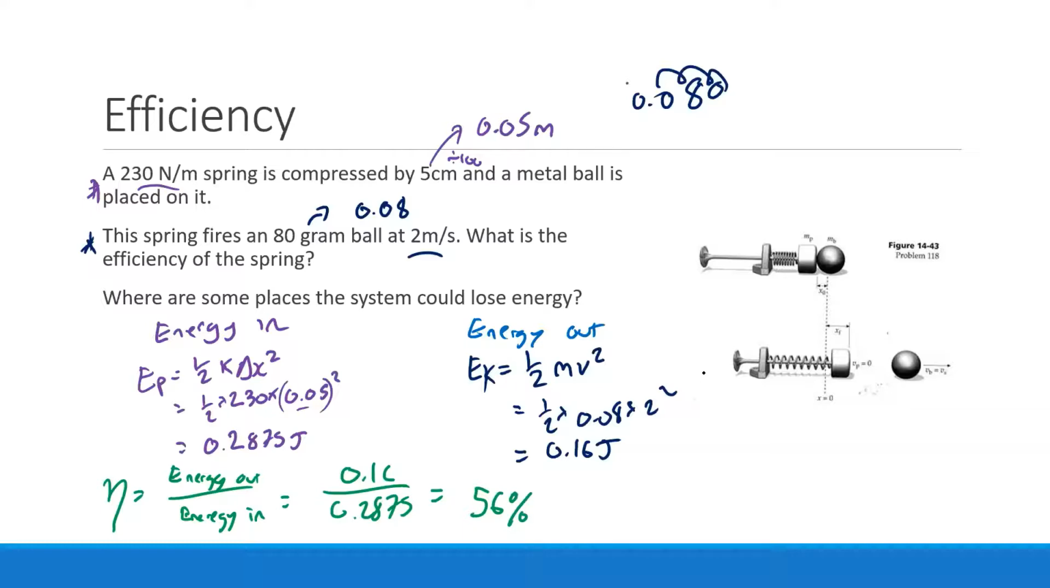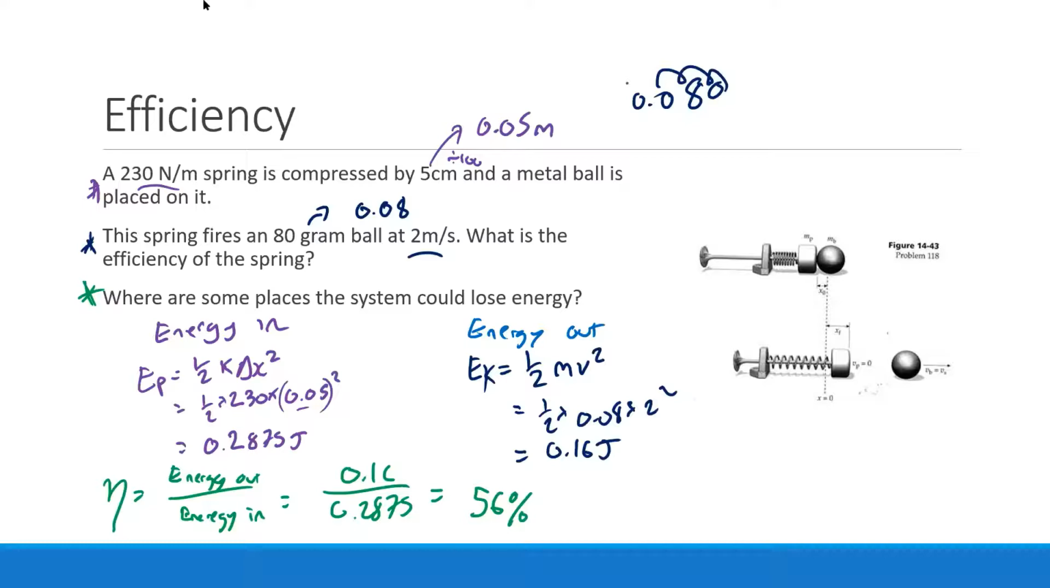It's 56% efficient. So half of the energy, or a little bit more than half, is being converted into the motion of the pinball or the ball. Where are some of the places the system could lose energy? Can you guys give me a suggestion in chat? Where are some places the system could lose energy and how? I want some suggestions in chat, because I want you guys to be able to think critically. How could the system lose energy?